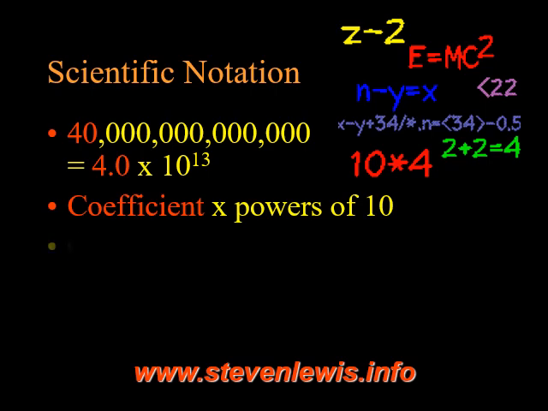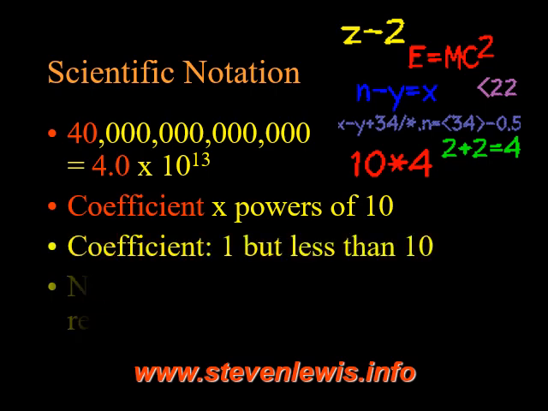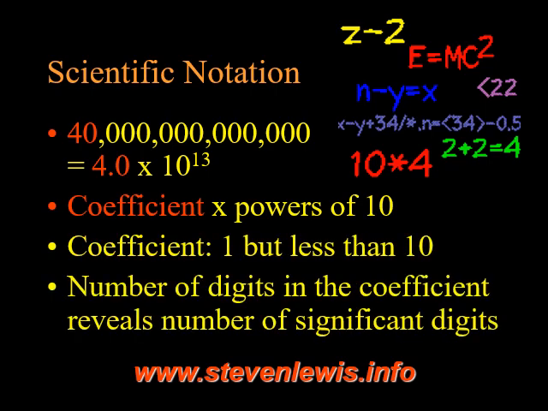Scientific notation is broken down into coefficients and powers of 10. The coefficient is the number in front of the power of 10. The coefficient must be at least 1, but less than 10. 4 is at least 1, but less than 10.